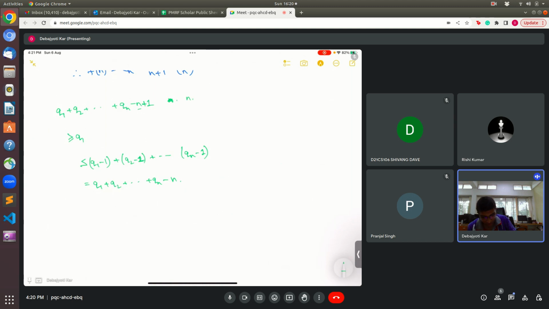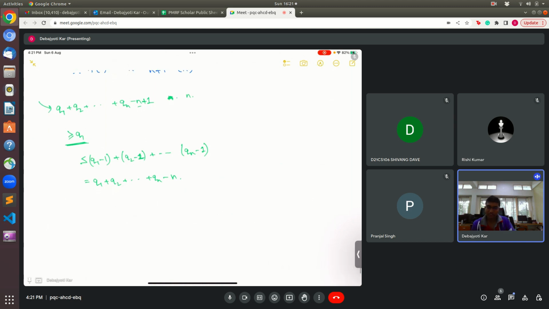Yeah, so that depends on what version you want. If you want some hole to contain at least q1 pigeons, then you must have at least this minus n plus 1 pigeons. But if you want some hole to contain at least q1 plus 1 pigeons, then q1 plus q2 plus up to qn pigeons suffices. So it only depends on how many objects we want to have in the box.